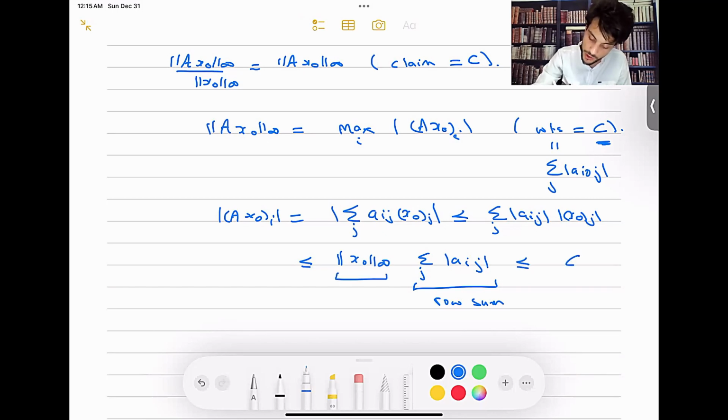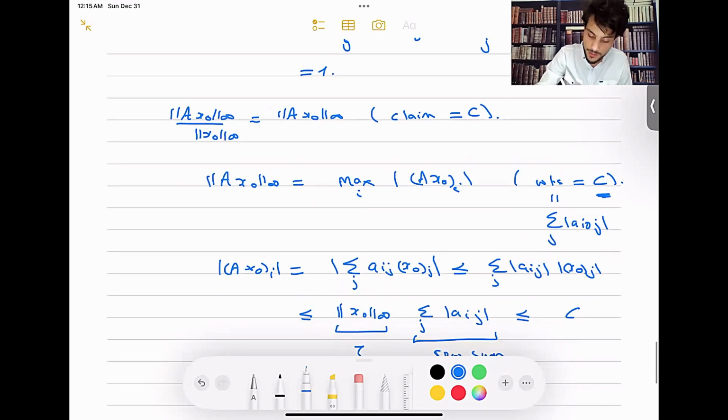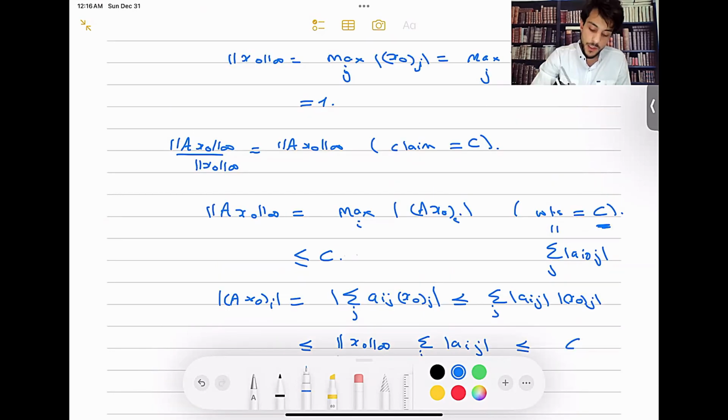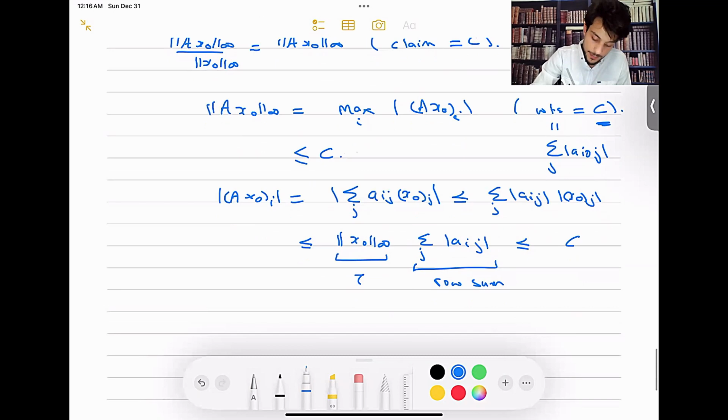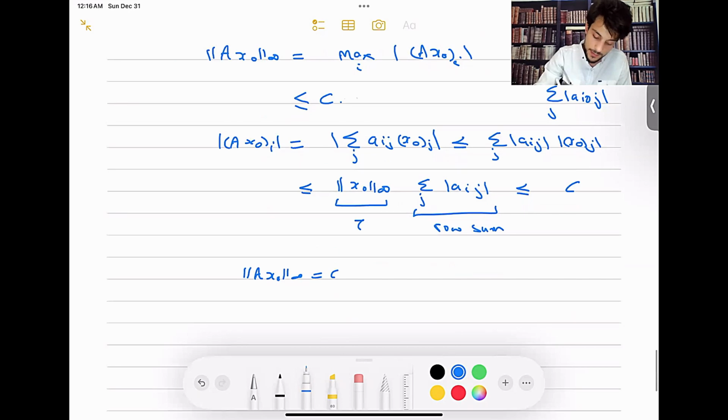Why c? Because we've just shown that this is 1. Okay, so we've just shown that this is less than or equal to c. So we've gotten one inequality, and the other inequality is trivial because it is attained at i0. Therefore, we get that this is just c, and hence, since the infinity norm of x0 is 1, this is the same as this one, and this is less than or equal to the infinity norm of A as we've seen, and this gives the other inequality we're looking for, and hence completes the proof.